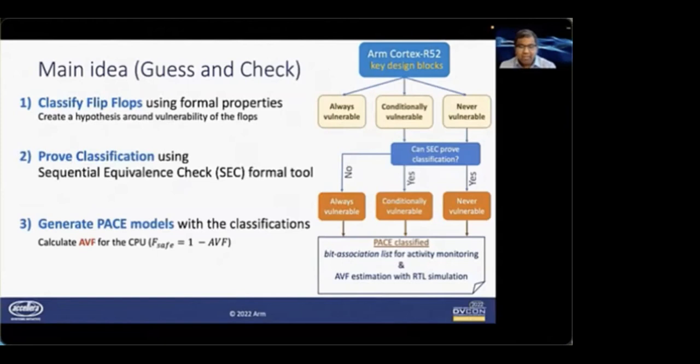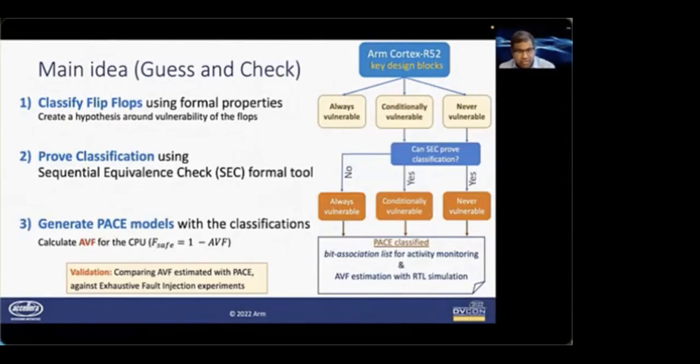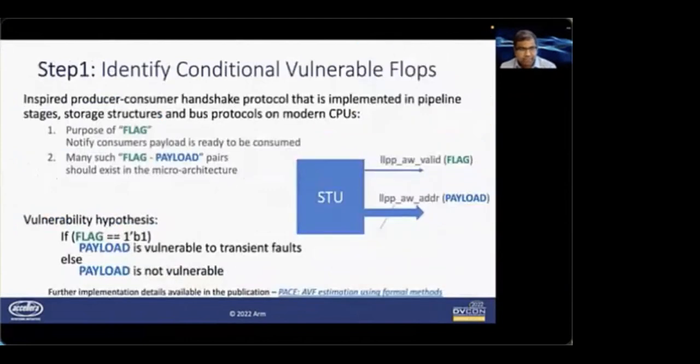At the end result, we have a classification of all the flops in the design as either always, never, or conditionally vulnerable, and also the conditions in which they are vulnerable. And using this set of flops to monitor for data access behavior, we then use that in an RTL simulation to compute AVF of that entire CPU. In our results, we've validated this AVF number against exhaustive fault injection results. So let me go into some detail about some interesting components of this methodology.